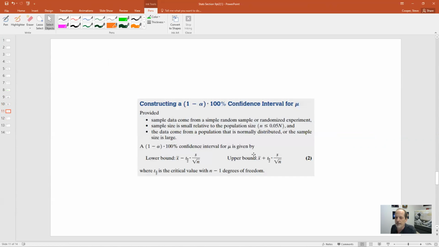Okay, and then the upper bound is just like a margin of error. So you can think now of this part as the E. So it's going to be X bar plus and minus E.